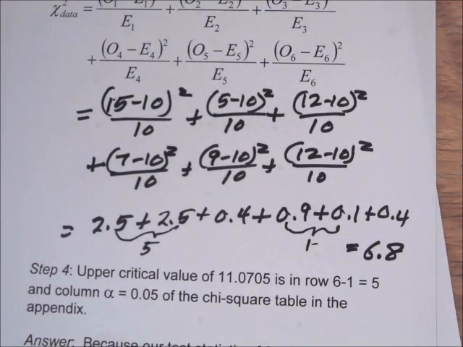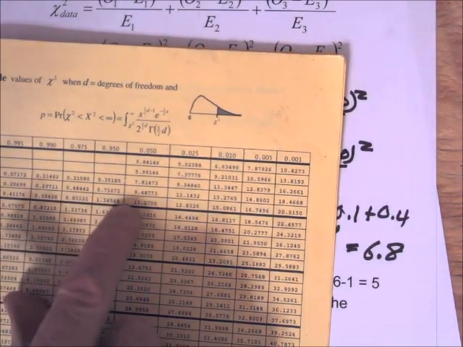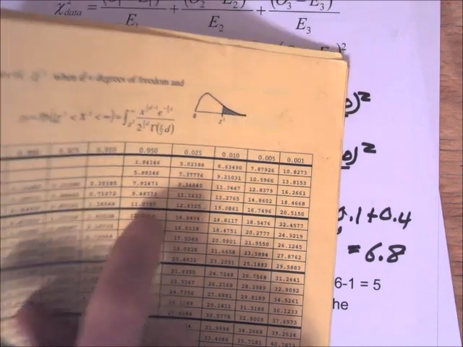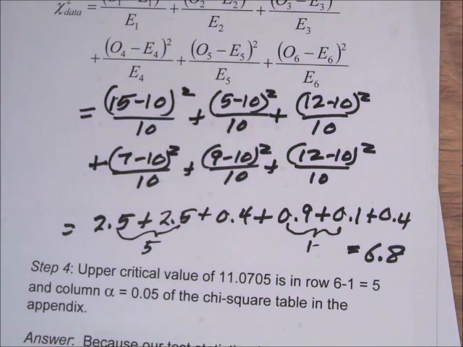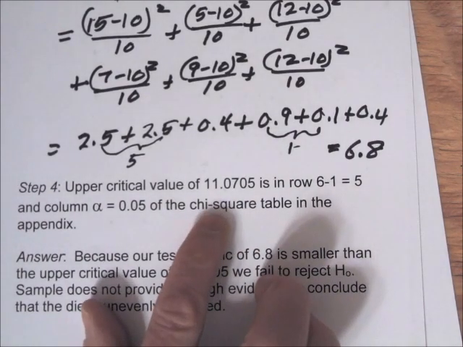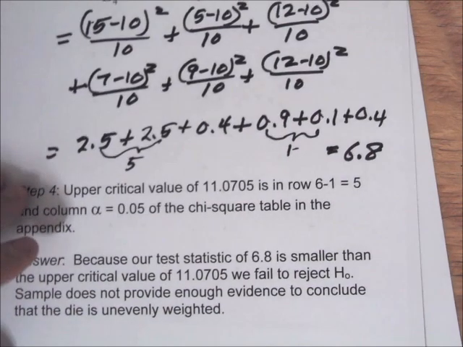So the upper critical value is row 6 minus 1, which is 5, in column alpha of the chi-square table. So it's row 5 in column 0.05, I get 11.0705. Because our test statistic is less than the critical value, that means we fail to reject H0. The sample does not provide enough evidence to say the coin is unevenly weighted.